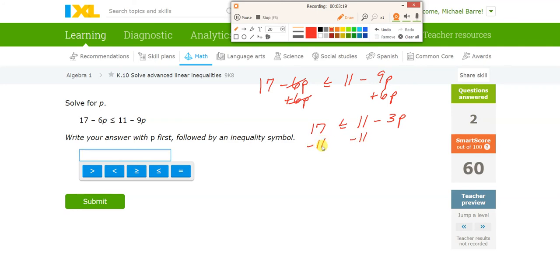Subtracting 11 from both sides. 6 is less than or equal to negative 3p. Dividing both sides by negative 3. Here's the flip. Negative 2 is greater than or equal to p. And here's a flop, just because I like my answers to be in this form. P is less than or equal to negative 2.